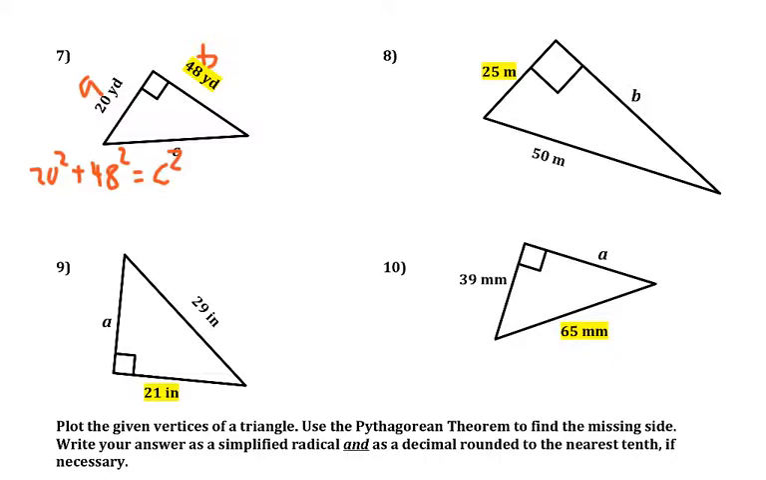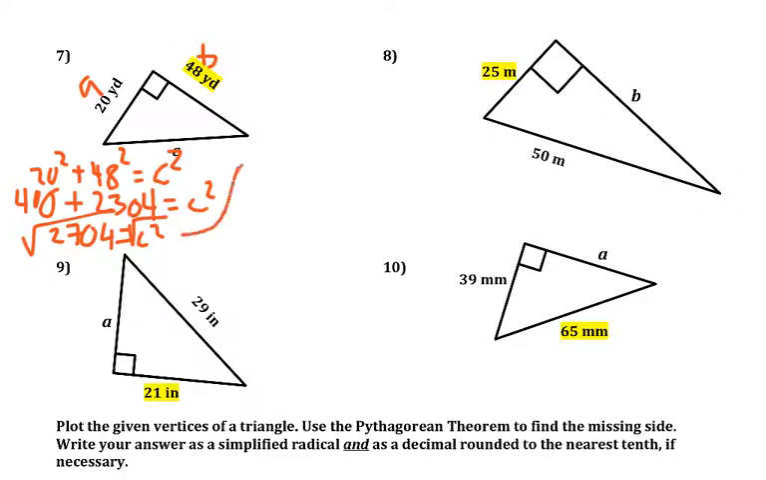At this point, we just do 20 squared, which is 400. And then we're going to add 48 squared. In our calculators, we find this to be 2,304. We're going to add those together to get c squared. So 400 plus 2,304 would be 2,704, which is equal to c squared. And then we're going to take the square root of that number.